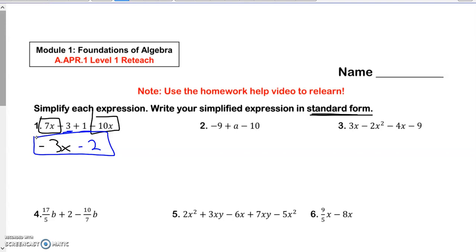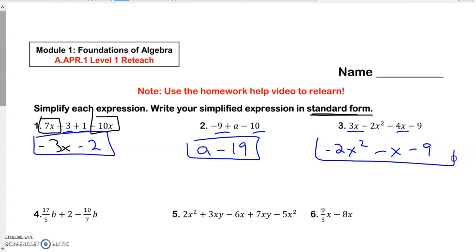Taking a look at the next one. We're going to put the a first, and then I'm going to combine these two. Same signs, add and keep, so it's a minus 19. Taking a look here, we're going to put the one with the highest exponent first, and since it's negative, I'm going to do negative 2x squared. I'm going to combine the 3 and the 4, and so that's going to be a minus 1x, or I just write x, and then I write minus 9.